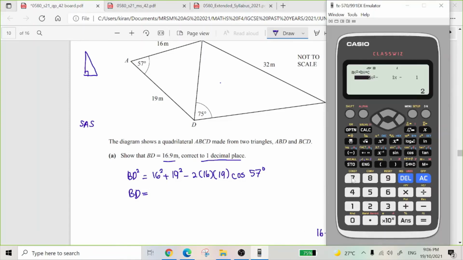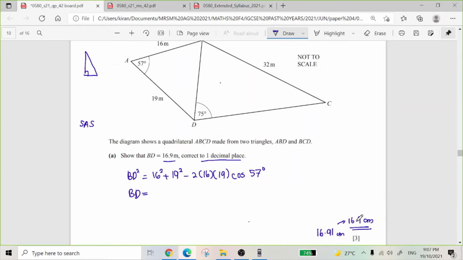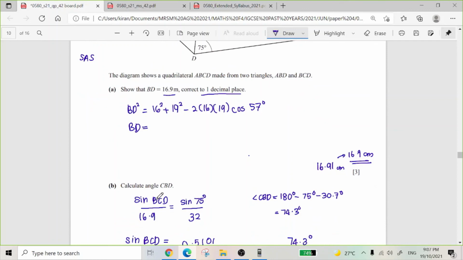Okay, so we want to use a calculator. So for this part, kena tahulah nak guna yang mana satu. So 16 square, kita dapatkan dulu plus 19 square. Okay, so hati-hati bila nak guna calculator. Minus 2 times 16 times 19. Okay, and then cos 57. Terus awak ambil square root, sebab kita nak square root kan. Square tu kena square root. Jadi letak answer, kita akan dapat 16.9 cm.